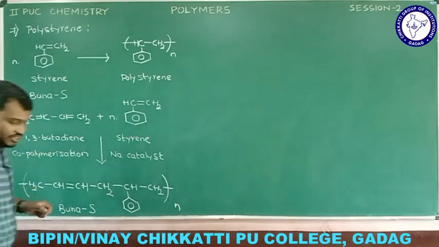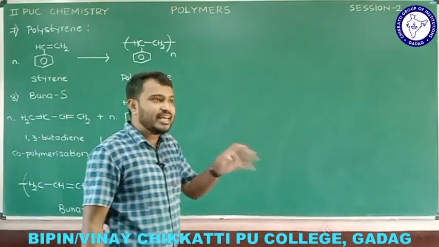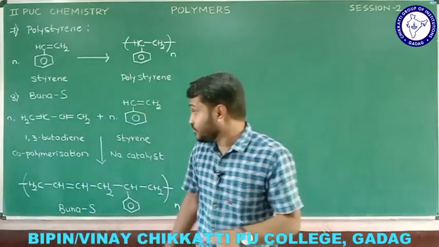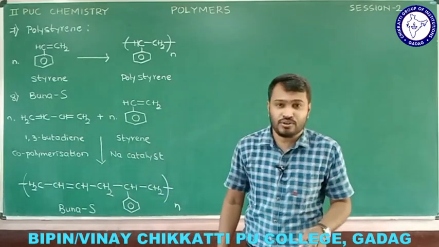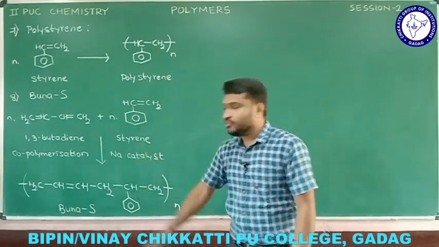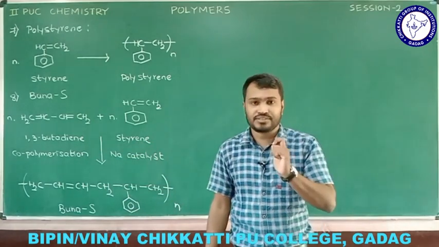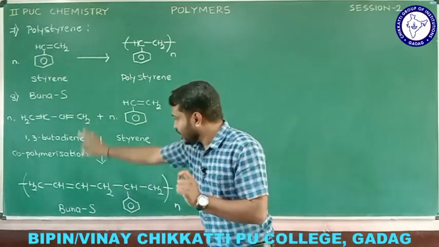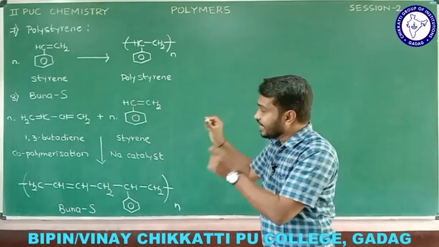And the statement I explained to you already: Buna-S is formed by copolymerization of 1,3-butadiene and styrene in the presence of sodium catalyst. Okay, and this is how you are supposed to write it in equation form.